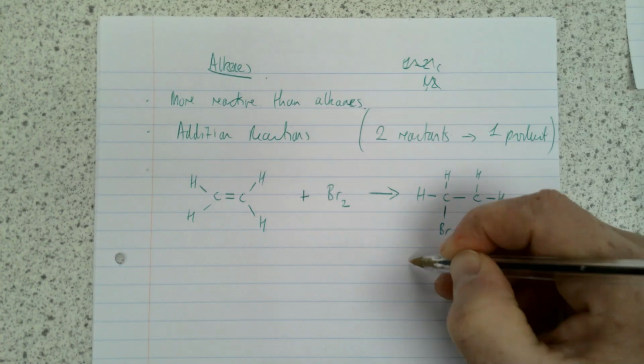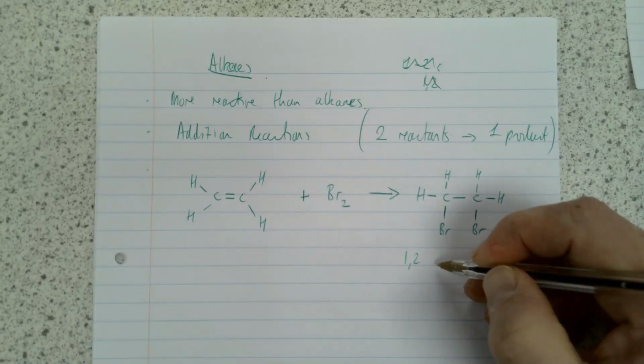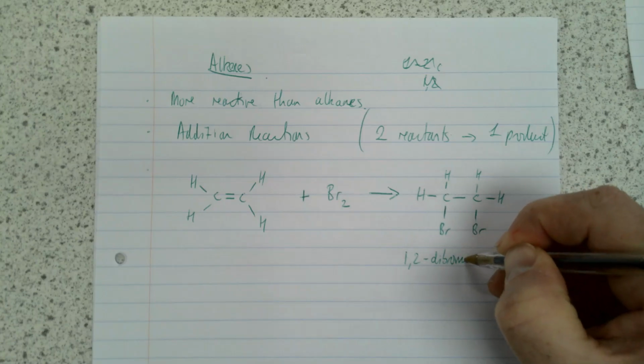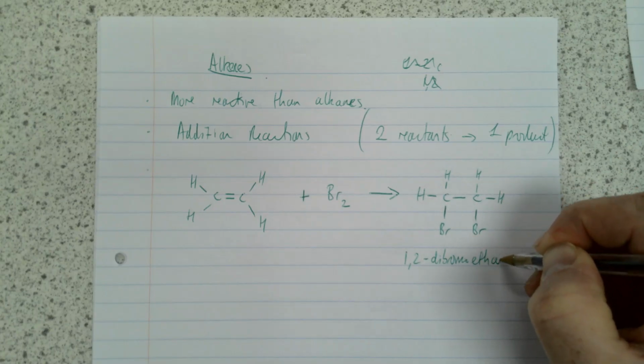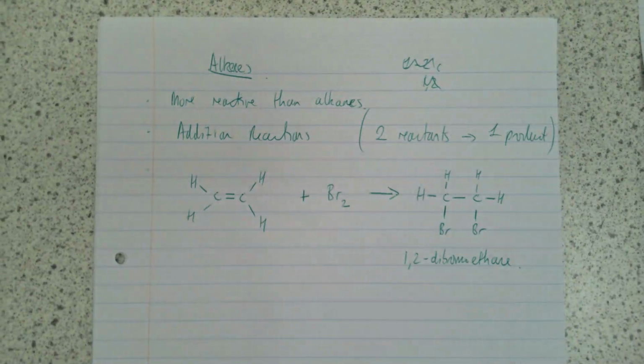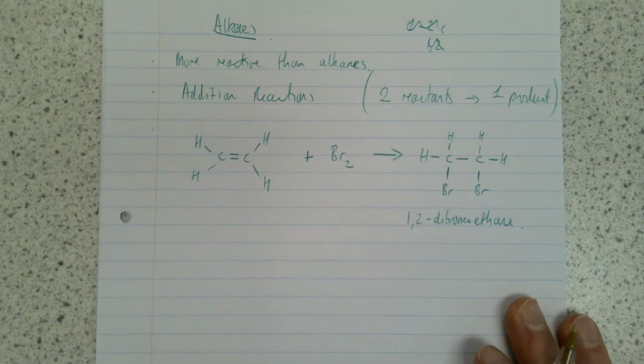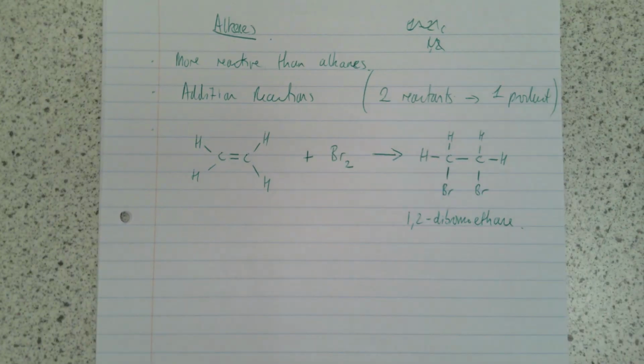I'll call it 1,2-dibromoethane, which is what it's called. 1,2-dibromoethane, sorry, is the product there. And you will remember the colour change from orange to colourless as you do that reaction with bromine water.